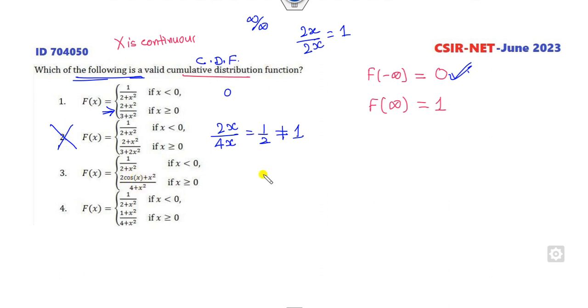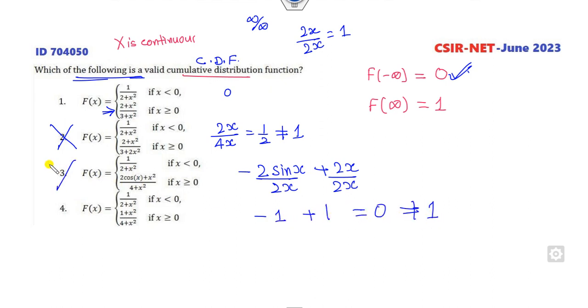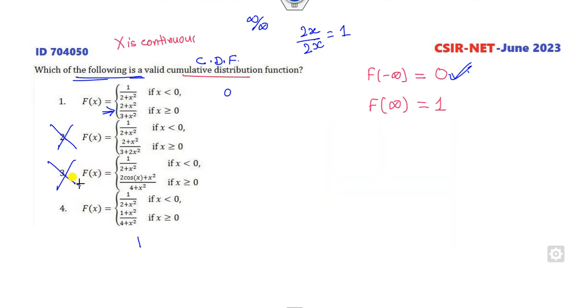Again, it's infinity by infinity, so we can take the derivative. It's minus 2 sin x plus 2x divided by 2x, so I can take it separately. What is the limit of this? Minus 1 plus 1, which is 0, which is not equal to 1. So this option is also cancelled out. Look at the last option. Again, it's 1, so it may or may not be a CDF. Now, by using this second property, we can discard the other two.